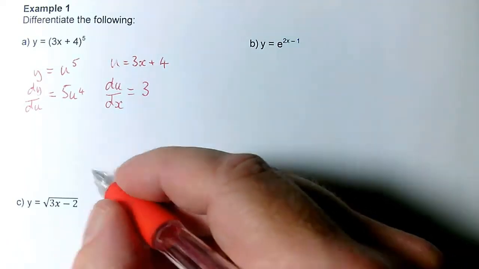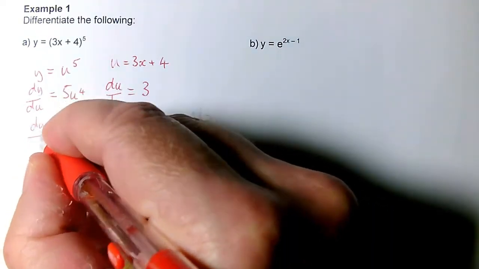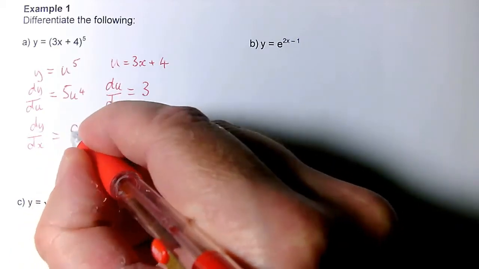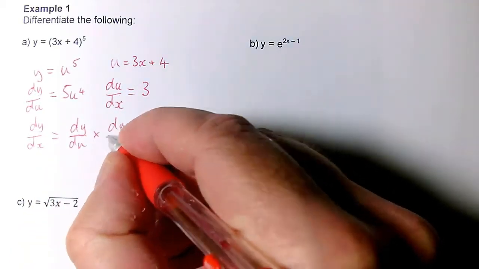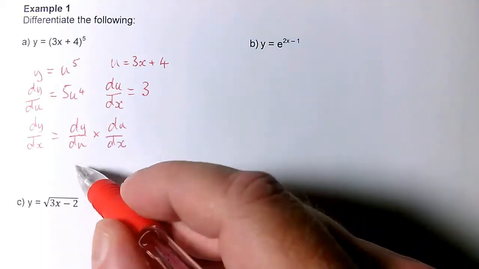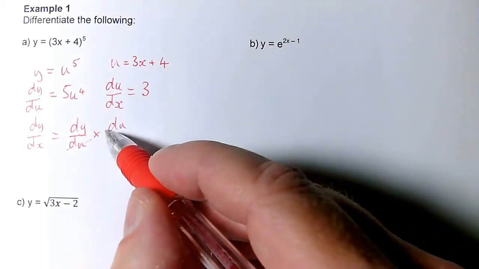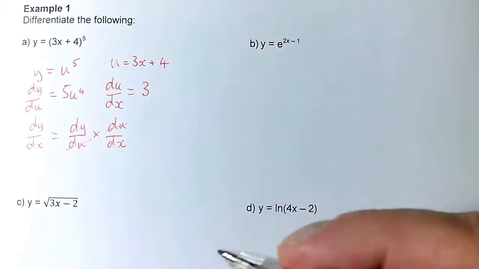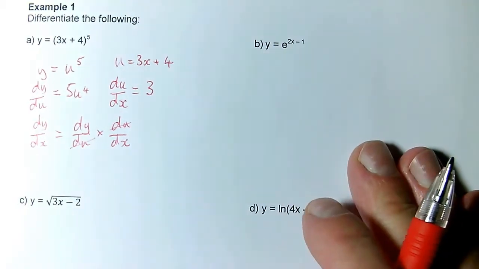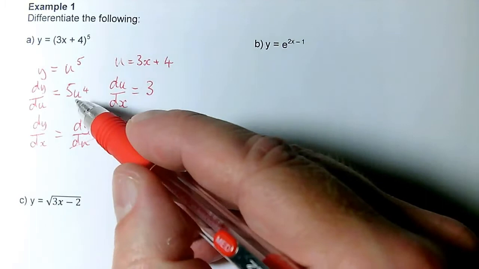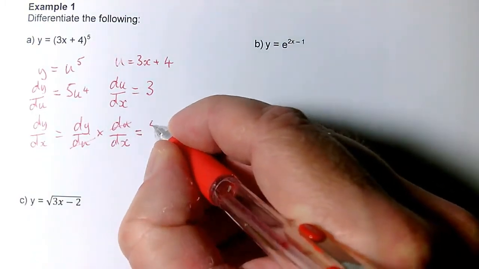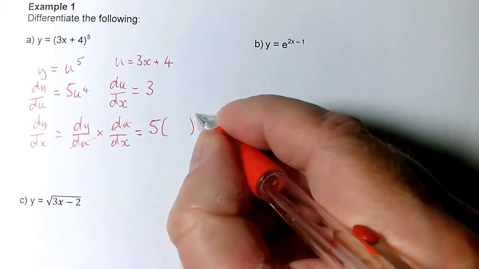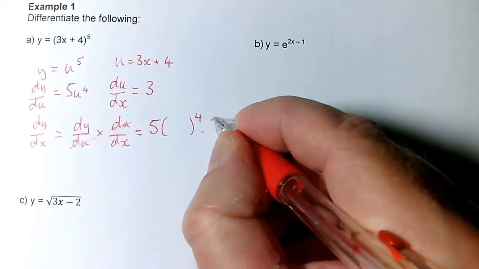And then the chain rule says that if I want dy by dx, then I do dy by du times du by dx. Because we can kind of visualize these du's cancelling. It's a little bit more to it than that, but that's how you can remember the chain rule. So I have to do my dy by du times my du by dx. So that's 5 times u to the power of 4 times du by dx, which was 3.